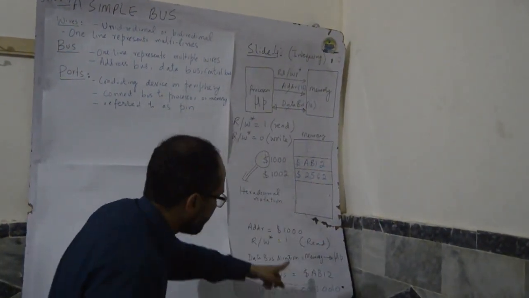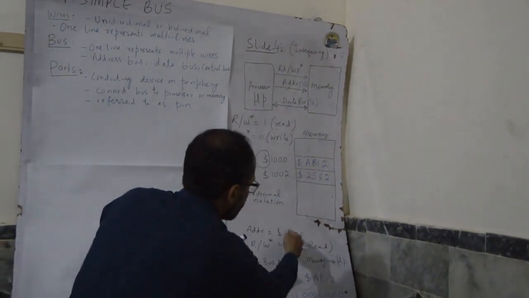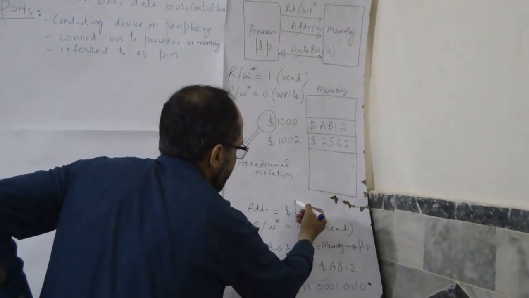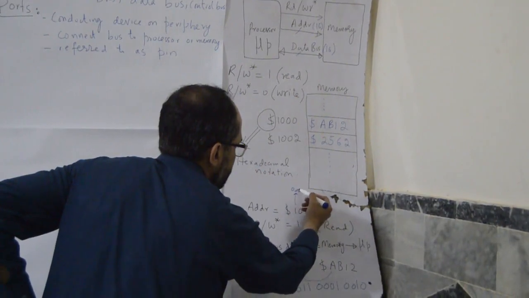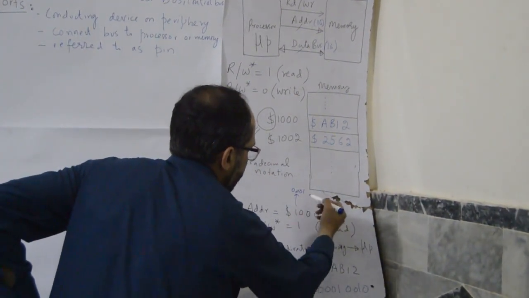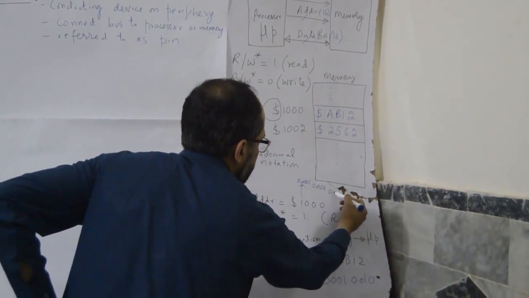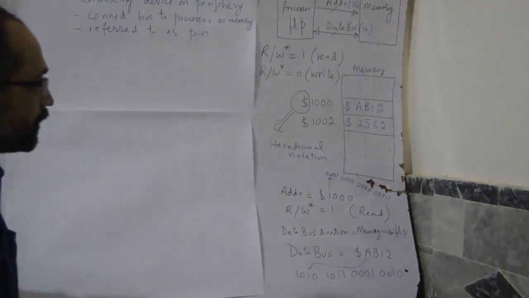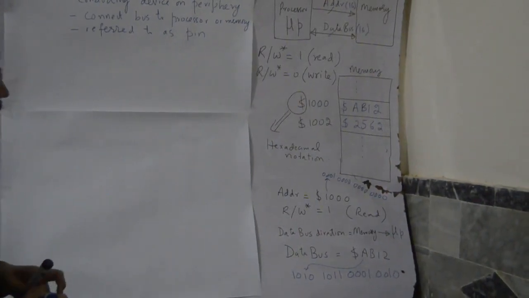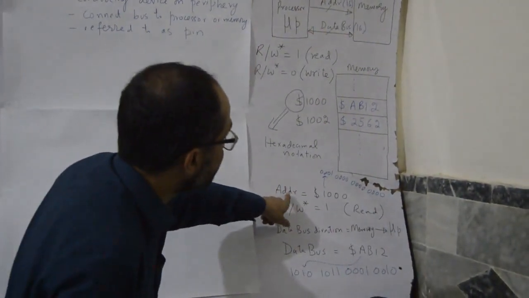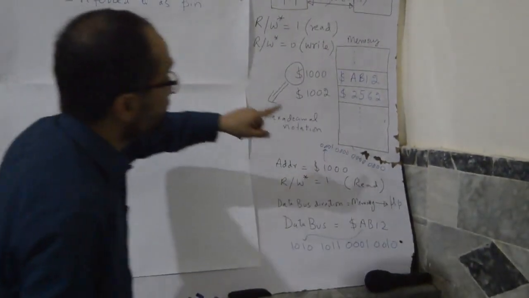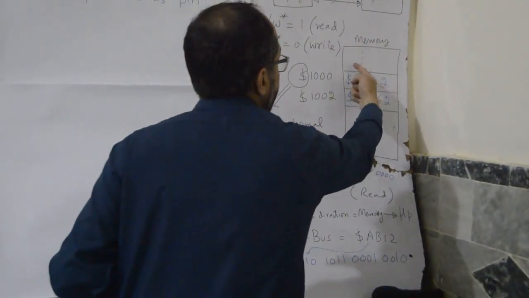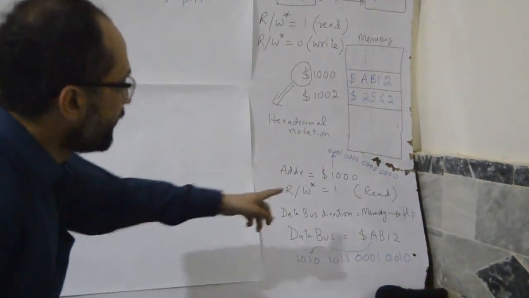If you look at the address bus, the address is 1000, which is 16 bits. The address will be 0001, and all the remaining bits will be 0000000 and 0000. If we want to access the data, the microprocessor generates the address $1000. It means it will access the data from the memory, and the data content is $AB12. Read/write bar is one.